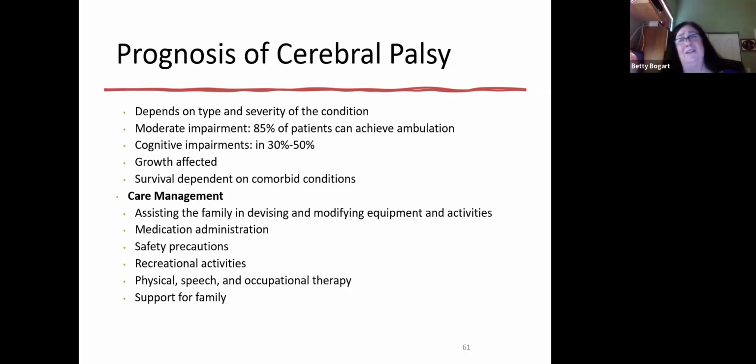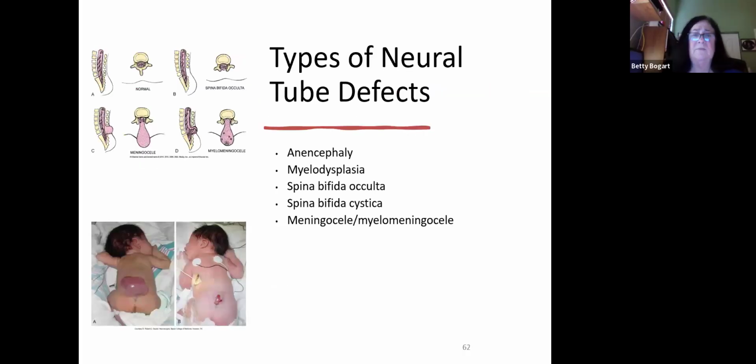Always number one is safety: putting seat belts on these children, strapping them in. It's very important, because we tend to forget those things. Those are the most important things. As I said, it's always going to be physical, speech, and occupational therapy, and again, support the family. If they're doing a good job, let them know: hey, he's doing this. You did a great job.